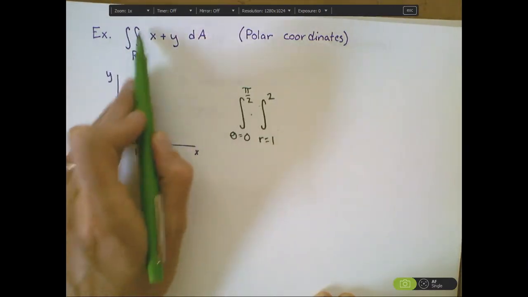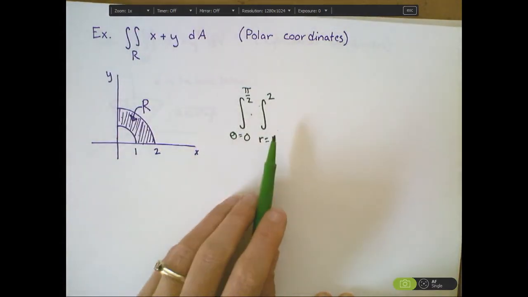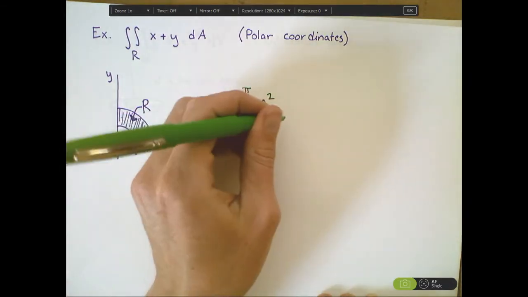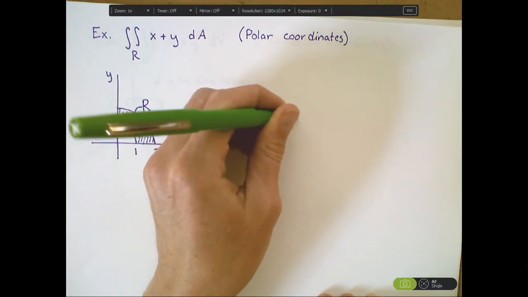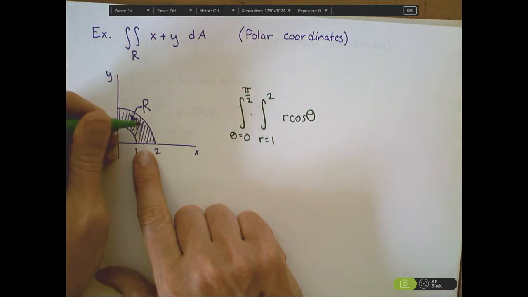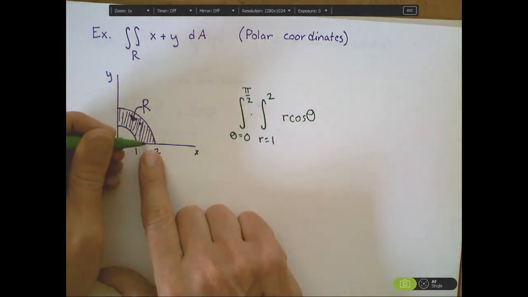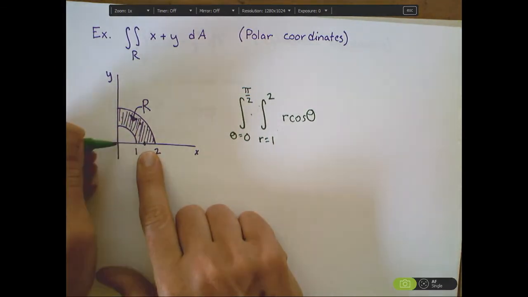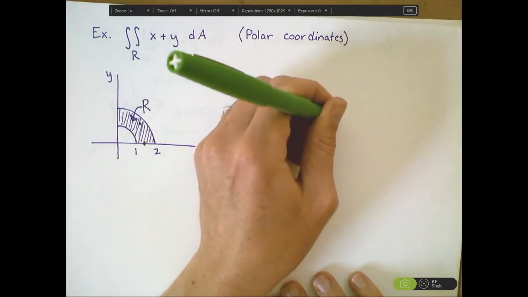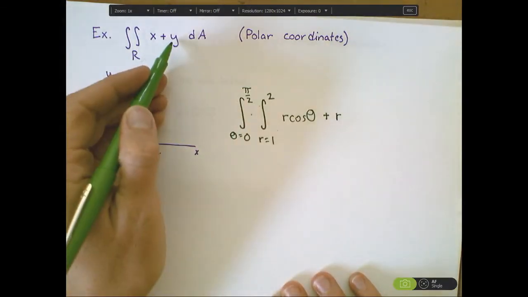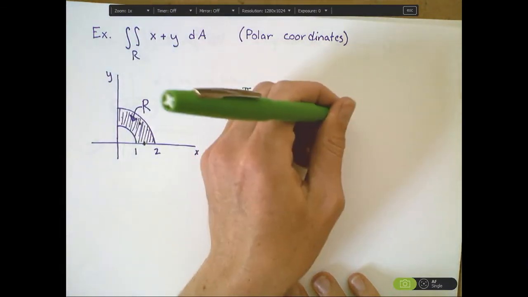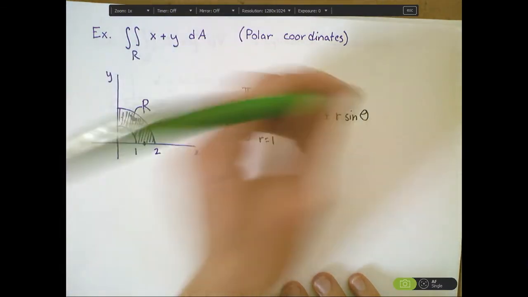This function x plus y I have to convert into polar coordinates in order to compute this. Recall from our previous video that x is going to be equal to r times the cosine of theta. I can look at triangle geometry to see that if I pick a point here, the x-coordinate is the cosine of the angle with a hypotenuse of r, and the value of y is going to be equal to r sine theta, again by triangle geometry.